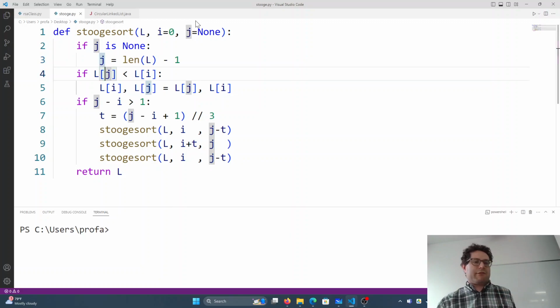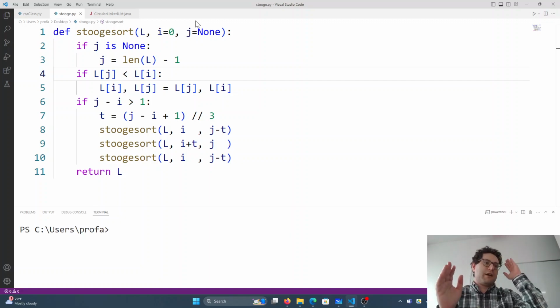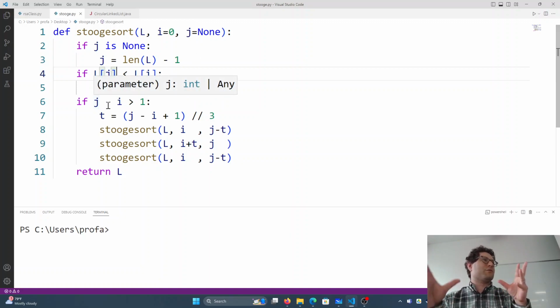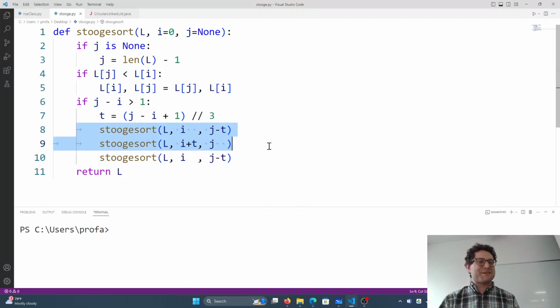And the way this sorting algorithm works is, if the beginning and the end of the subarray are out of order, swap them. So check if the end of the array is smaller than the beginning of the array, and if so I swap them. And then, as long as there are three or more things to sort, I sort the first two-thirds of the array, then I sort the last two-thirds of the array, and then I sort the first two-thirds of the array again.